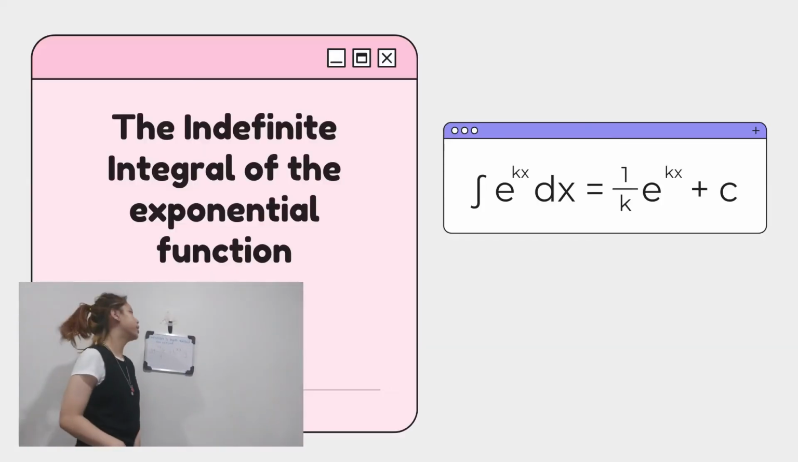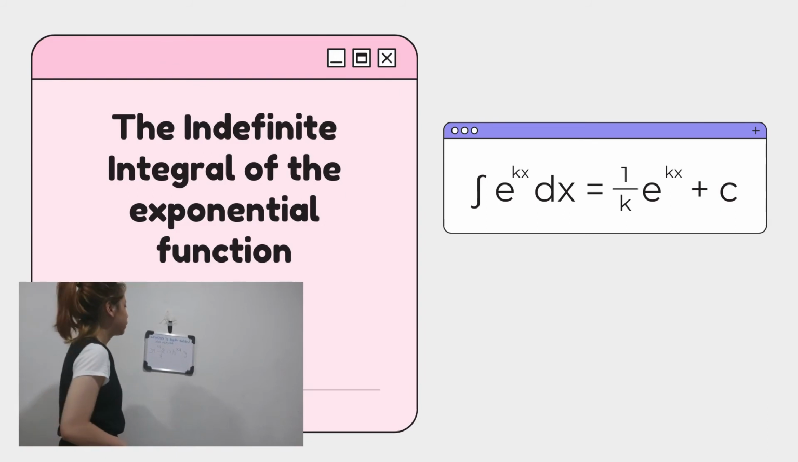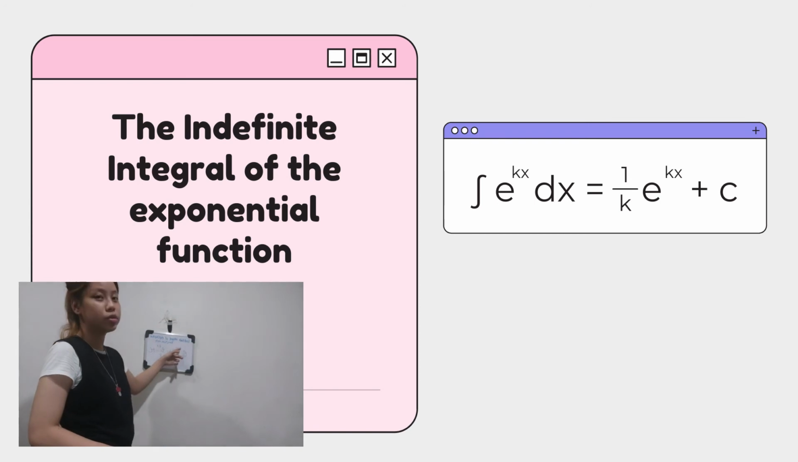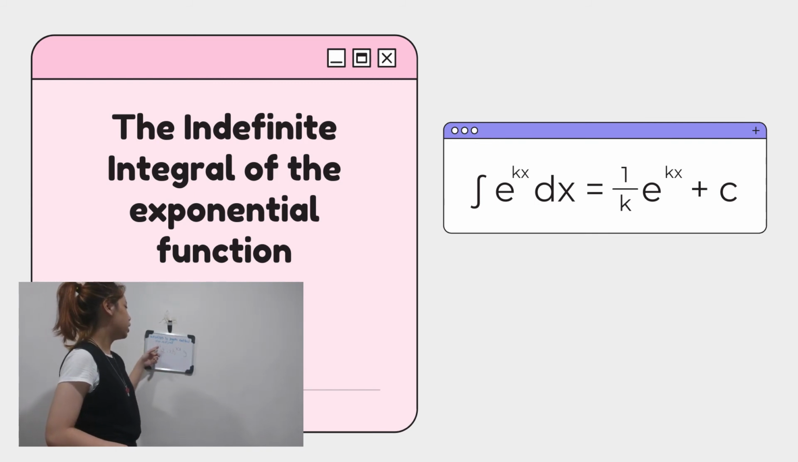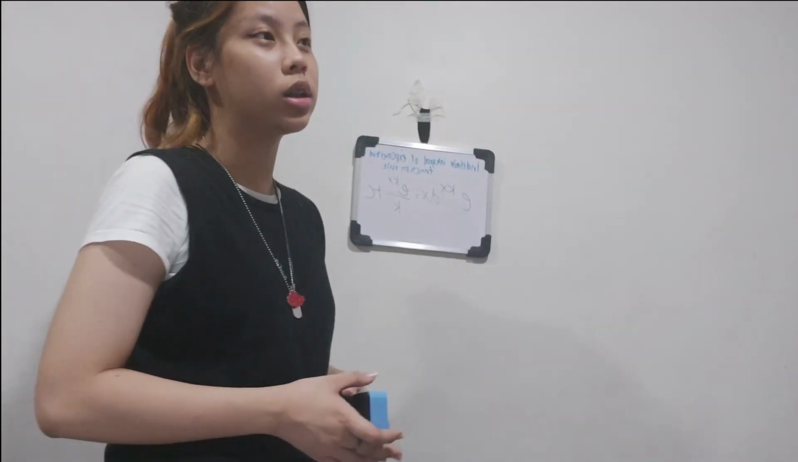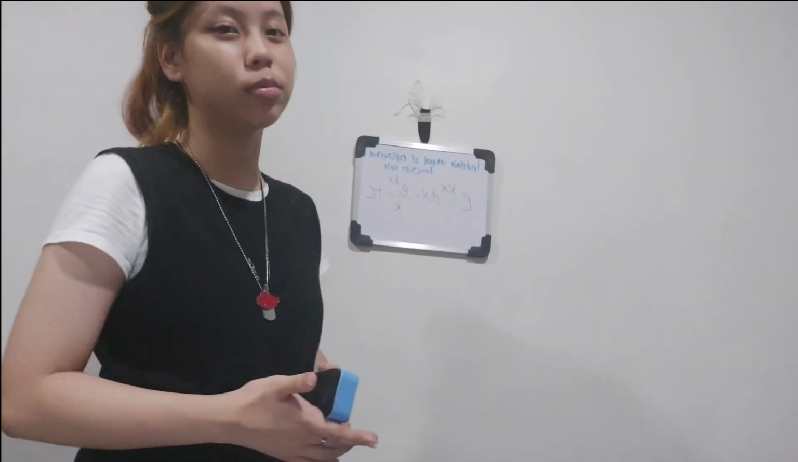So, for our final rule, the indefinite integral of exponential function rule. Okay. The formula for this is the integration of e raised to kx dx is equal to 1 over k e raised to kx plus c. Let's try solving it with an example so we can understand it more.